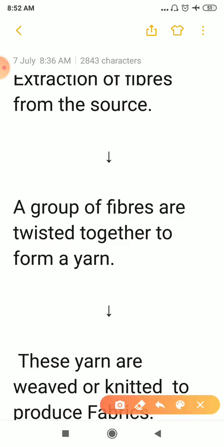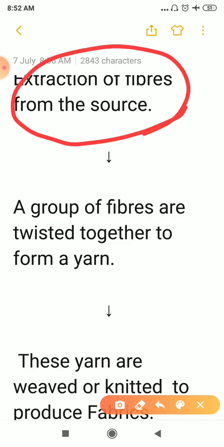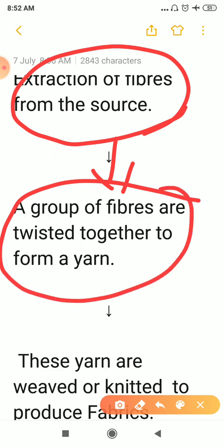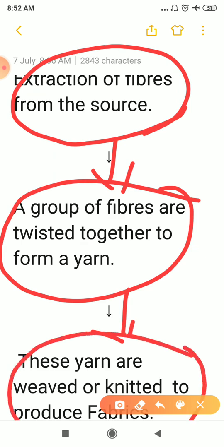The first is extraction of fiber from the source, whether it is natural or man-made. After that, the fiber is twisted together and the yarn is formed. And after that, by knitting or weaving, we make fabrics.